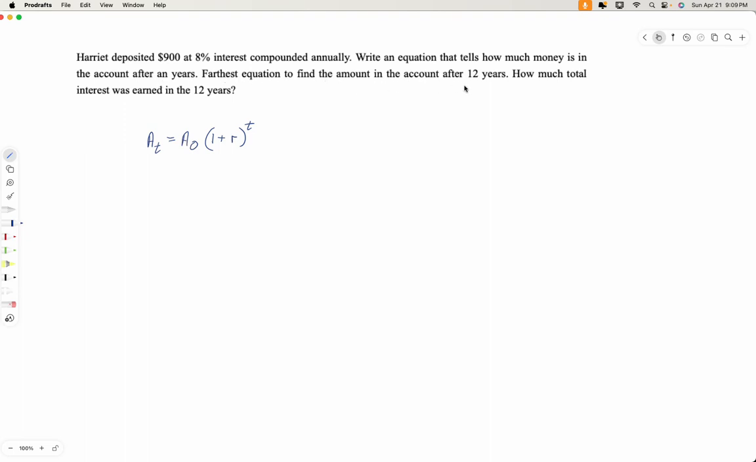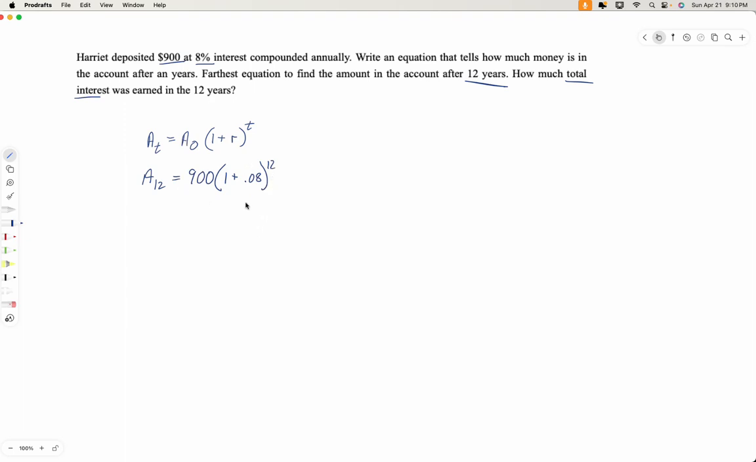Write an equation to find the amount in the account after 12 years. Okay, so apparently I've got some typos going on. I'll fix those. We want to find the amount in the account and then how much total interest. But we're looking for 12 years. $900 at 8% over 12 years. Those are our variables. So the amount in 12 years is equal to the original amount of $900 times 1 plus 8%, which in decimal form is 0.08, to the 12th power.